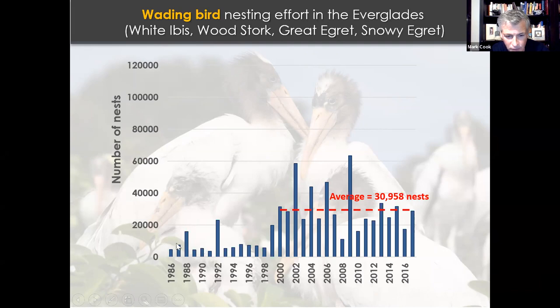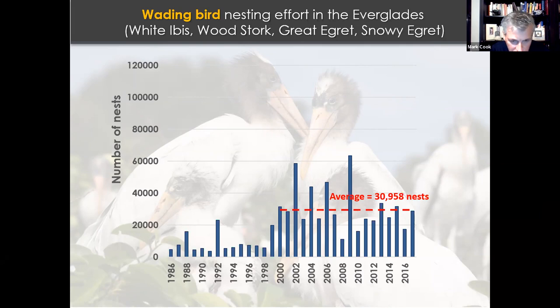And the first thing we can really see is that there are these long-term changes in how the wading birds are responding. We're seeing this huge jump from only about 5,000 to 7,000 nests on average in the 80s and 90s, up to about 30,000 nests starting in about the year 2000. We don't know the exact reasons why that happened, but it was in association with climatic shifts. We went into a wetter period climatically.